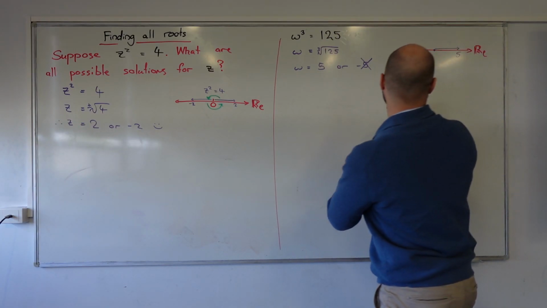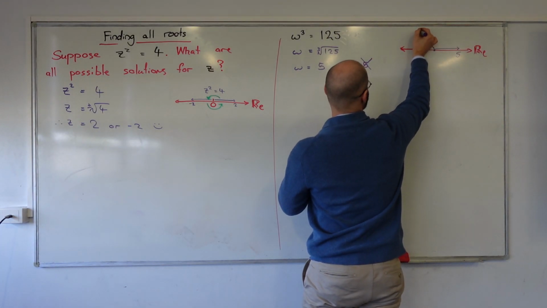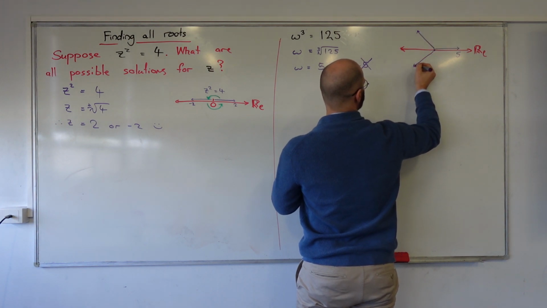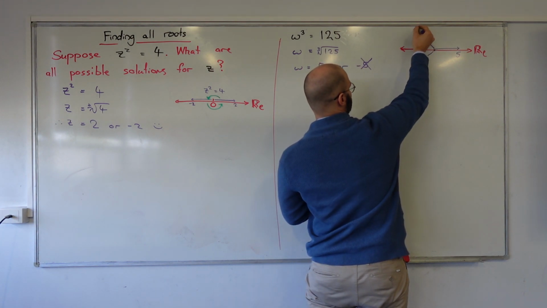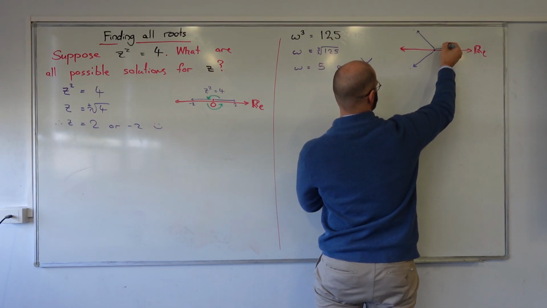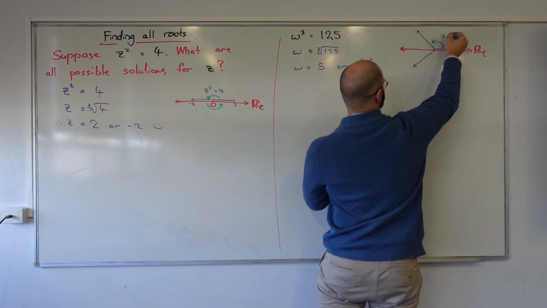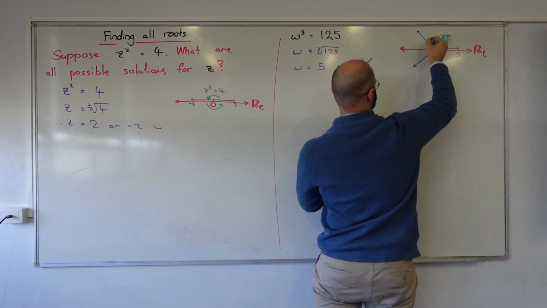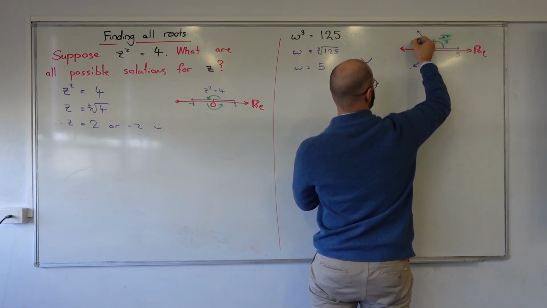So what we're going to discover is that our roots are going to be here, here, and here. They're all going to be equally spaced, 2 pi on 3 radians apart. Did you work that out?